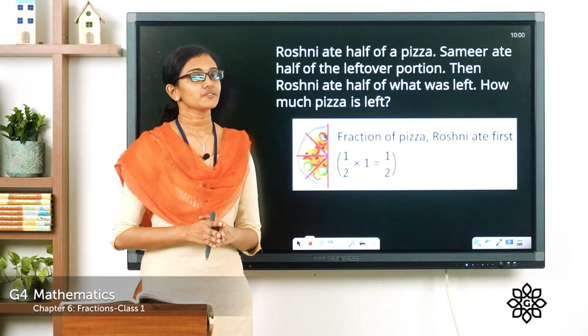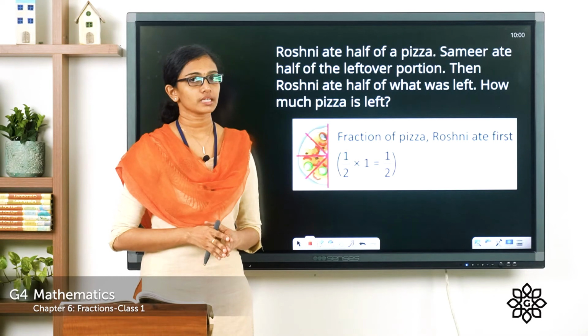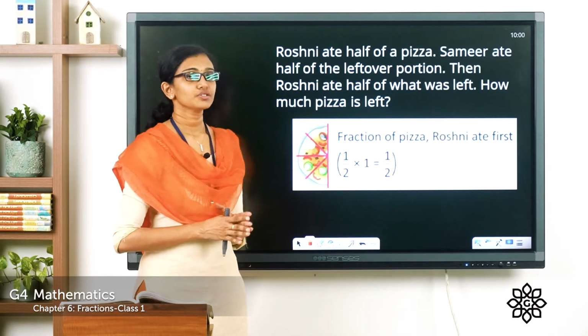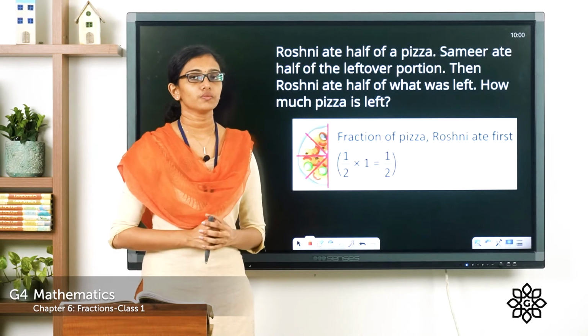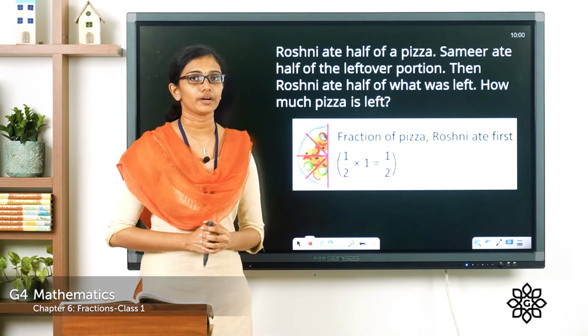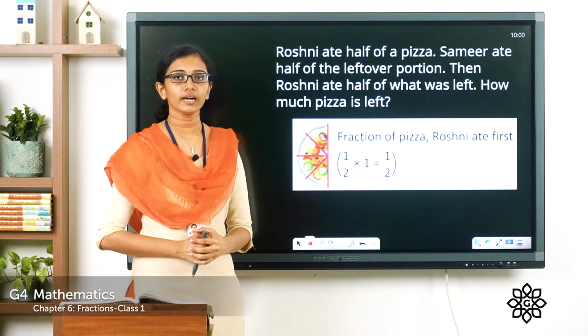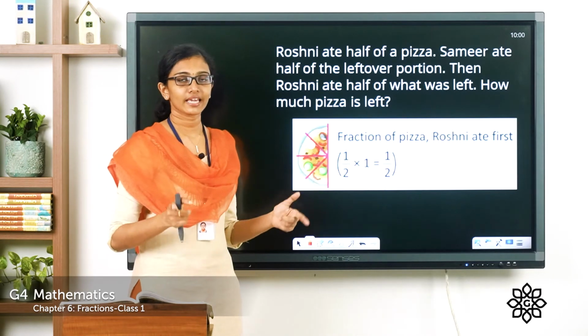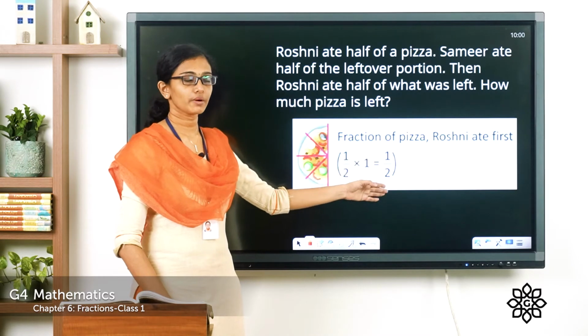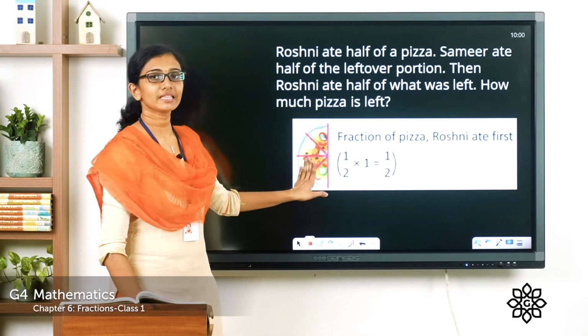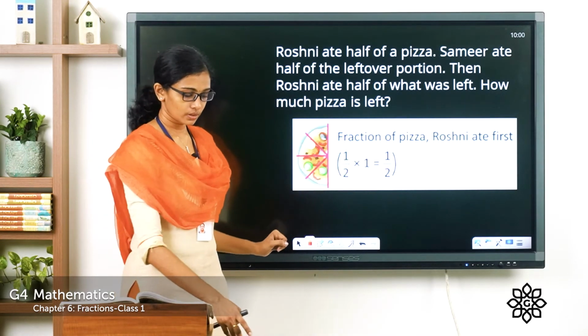So let's see what is the fraction of pizza that Roshni ate. So in the beginning, she ate half of one whole pizza. Means half of 1 or 1 by 2 of 1. And what is 1 by 2 of 1? 1 by 2 of 1 is equal to 1 by 2 into 1. And that is equal to 1 by 2 or half. So let it be this half that she ate.